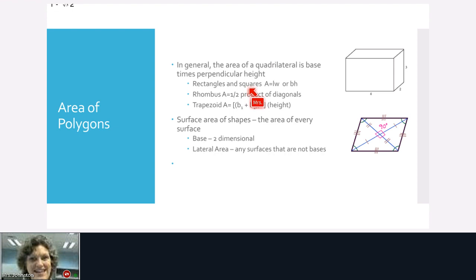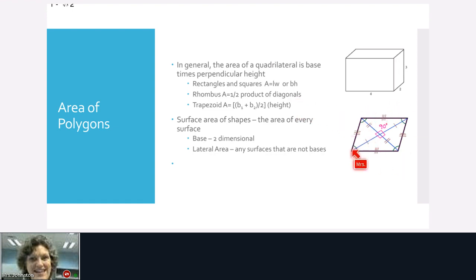For a rectangle and a square, that means the area equals length times width, or it could be written as base times height. Same thing. A rhombus, which you remember has sides that are equal to each other, but not necessarily with 90-degree angles. The area equals half the product of the diagonals.